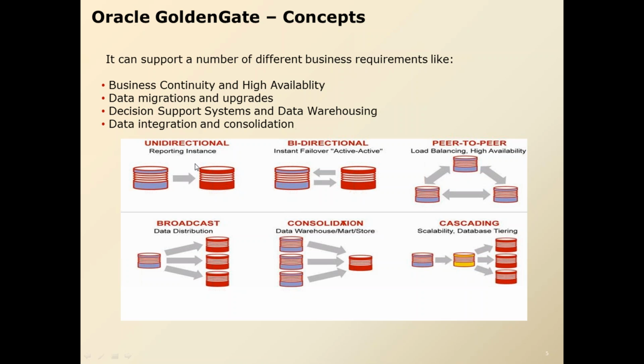So what are the topologies which are supported in Goldengate? You could use Goldengate for a unidirectional reporting instance. So I'll again give you one interesting example. I was working with State Bank of India in 2011. State Bank of India has one of the biggest databases of the world. At that moment their database size was 43 TB. I'm pretty sure it must have increased to 60 terabytes now. So 43 TB is a big database, right?